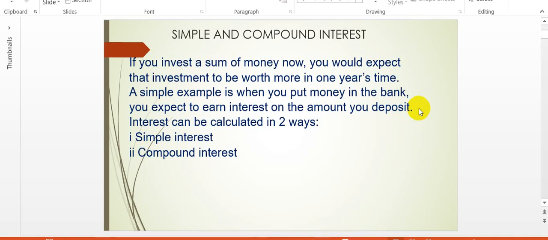You may want to invest some money now, and you expect that money to grow up to some amount, say within 1 year's time. An example we could use is where you put money in the bank and you expect to earn interest on the amount that you've deposited. You could earn interest in one of two ways, either as a simple interest or as a compound interest.